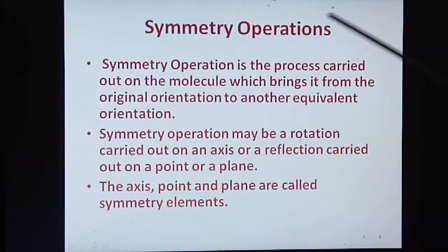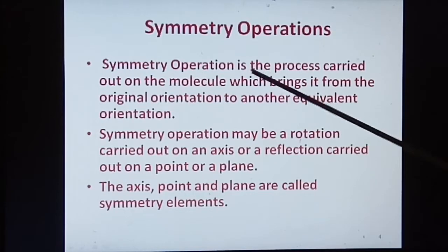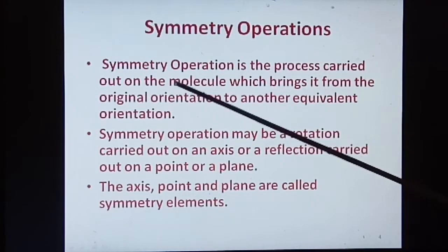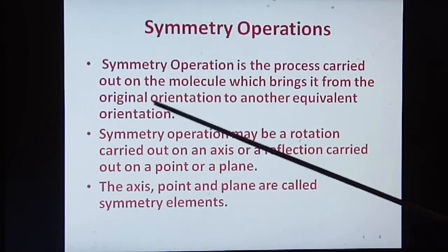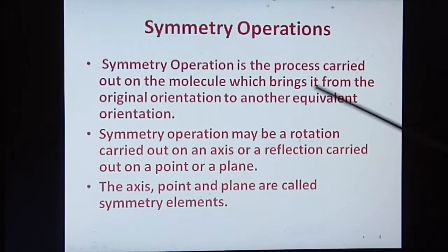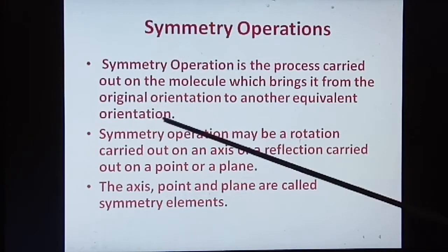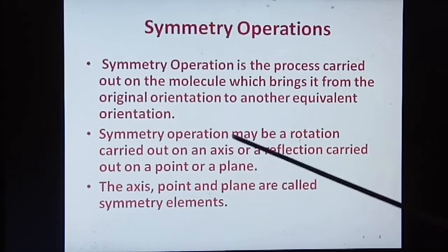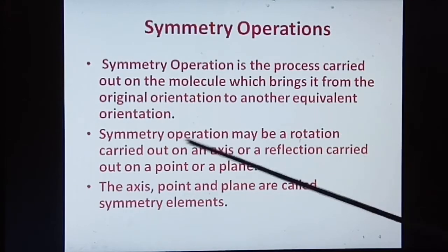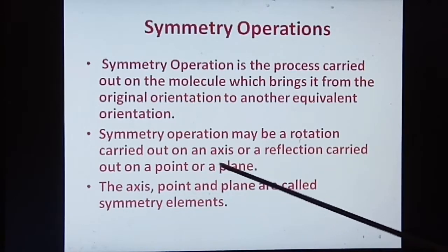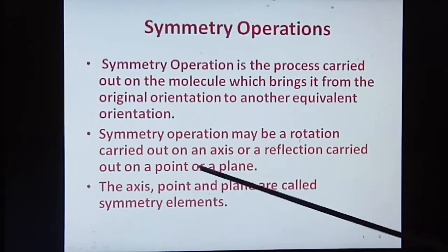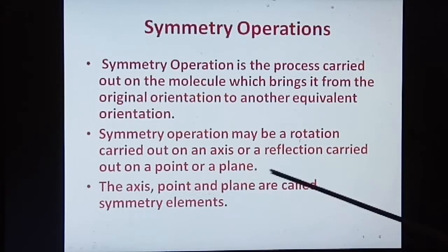Symmetry operations. A symmetry operation is the process carried out on the molecule which brings it from the original orientation to another equivalent orientation. A symmetry operation may be a rotation carried out on an axis or a reflection carried out on a point or a plane. The axis, point and plane are called symmetry elements.